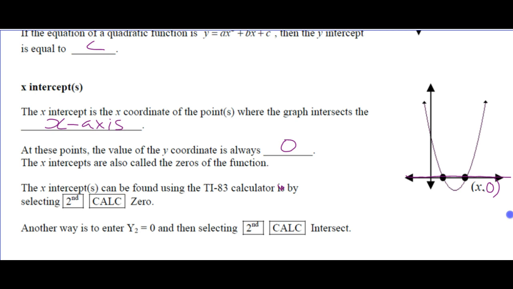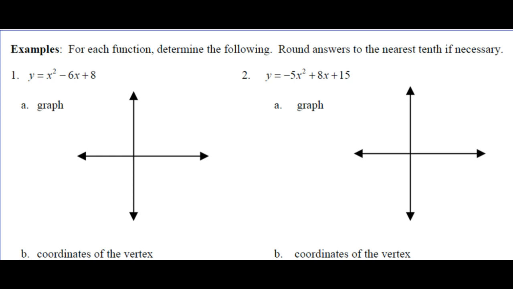Second calc intersect. Now the reason that's easier is if you're going to do second calc 0, it's like finding the max or the min. It asks you, what's a left value? I want some place to the left of the 0. I want some place to the right of the 0, and then I want your best guess. To do an intersect, we just move to the point, second calc intersect, move it to the point, hit enter 3 times. That way you don't have to worry about left bound, right bound. Either one works out, doesn't matter.